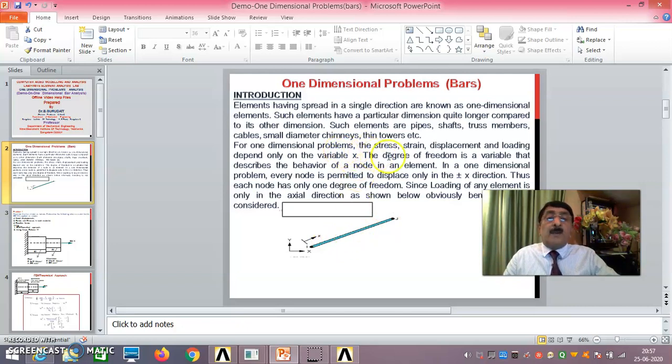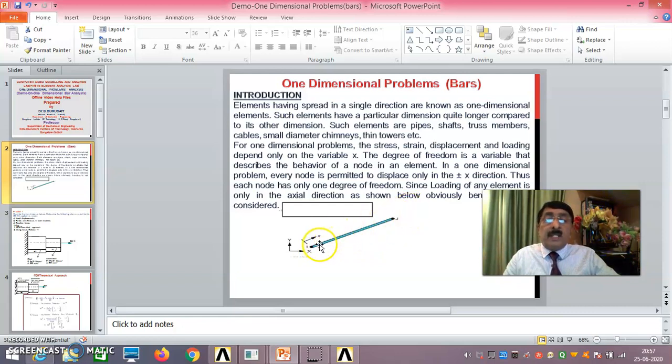For one-dimensional problems, the stress, strain, displacement and loading depend only on the variable x. That means we are loading only in the x direction. This is the x direction, only in the x direction. There will be no transverse loading. There is no loading in the y direction. Hence, bending is not at all considered. It is only axial stresses.